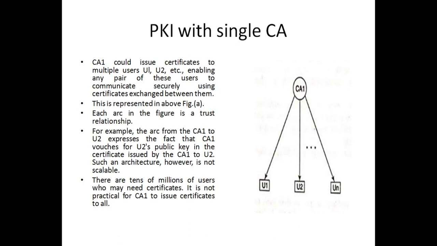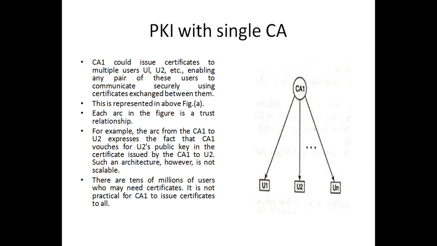So now let's look at the different ways of doing this public key infrastructure with a single certifying authority. As we can see in this diagram, there is one certifying authority and we have so many users. The certifying authority could issue certificates to multiple users, U1, U2, U3, enabling any pair of these users to communicate securely using certificates exchanged between them. Suppose we have 10 users, U1 to U10, then the certificates are shared among these people for communication. So this is shown in this figure.